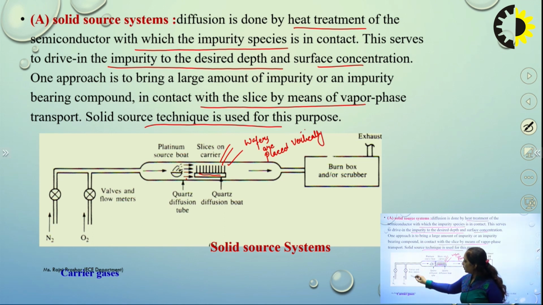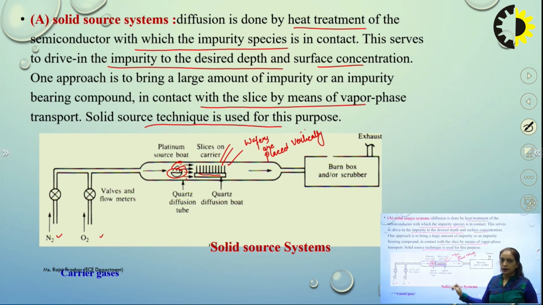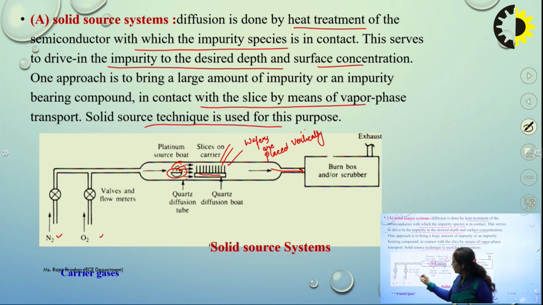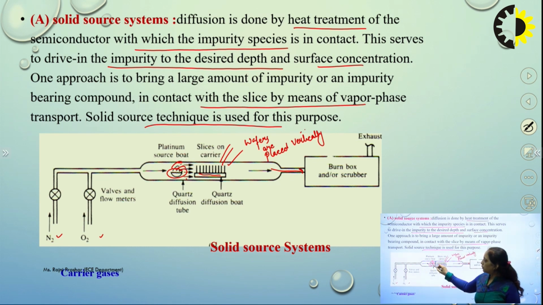Okay. So from here we are going to have some gases, nitrogen and oxygen, and with the help of these valves we can control the flow of these gases so that a proper ambient can be maintained inside the chamber. And this platinum source boat, this is your source which is placed in a solid form. It is heated and then it is transported to the wafers, and from here we are going to have some exhaust gases, right? So some of the carrier gases are used from here.